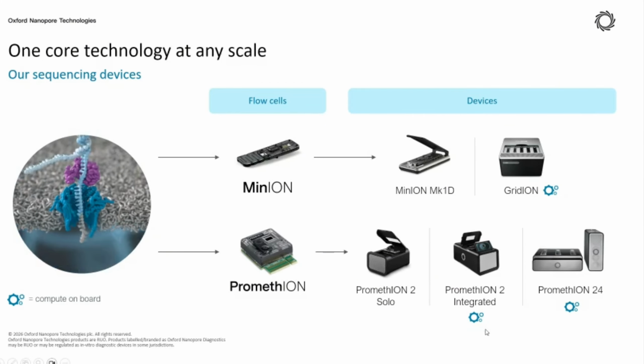With the P2I, or the ion 2 integrated, the sequencing device can cater for two sequencing runs at the same time. And if more samples are foreseen in a project, then we can also look into the ion 24, which can handle 24 flow cells in one run.